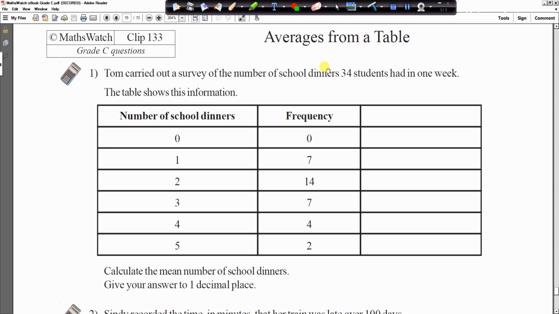Okay, Bismillah. Okay, folks, let's look at averages from a table. Clip 133, Maths Watch, grade C question. Tom carried out a survey of the number of school dinners 34 students had in 1 week. The table shows the information.